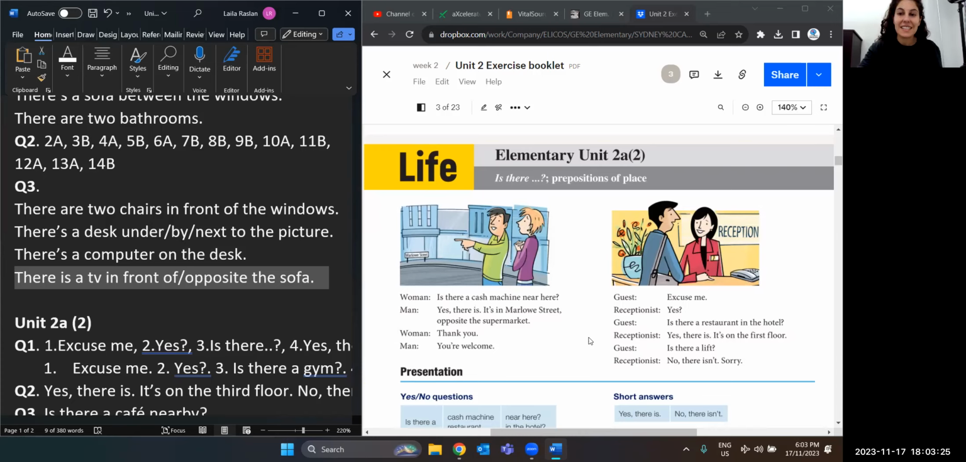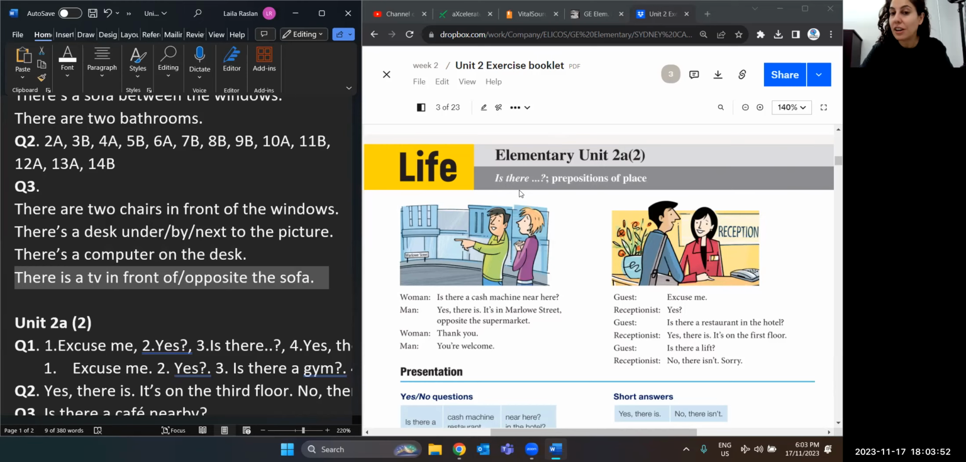Okay, so there is as a question. Is there? So remember, when we make a question, we start with the verb. So we're asking now a question. We're not telling someone there is a book here, there is a pen. Now we're going to ask, is there a book? Is there a pen? The same as saying, do you have a book? Do you have a pen? So is there a book? Like somewhere here, is there?